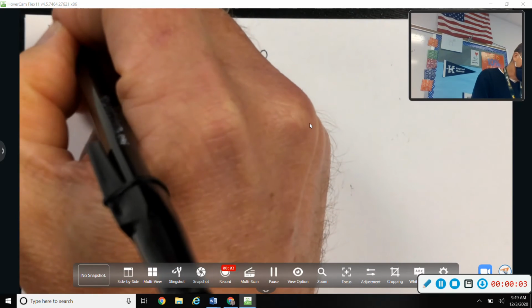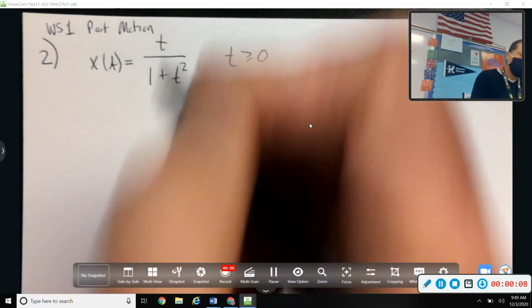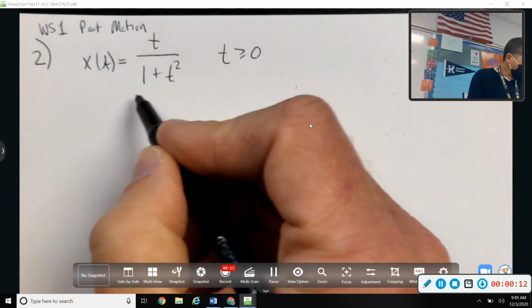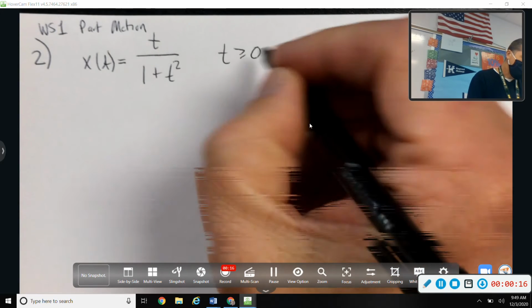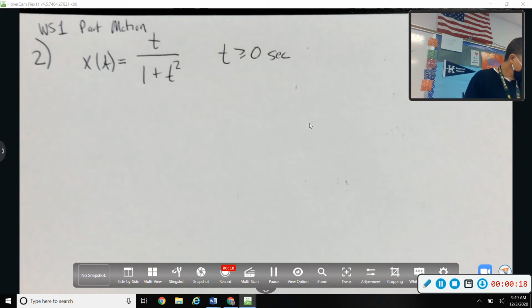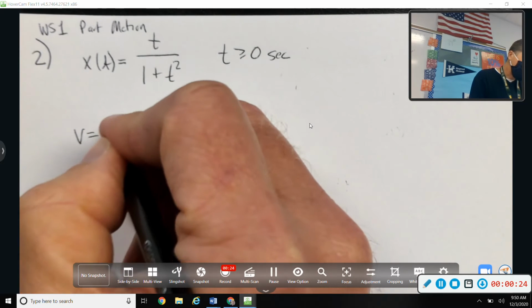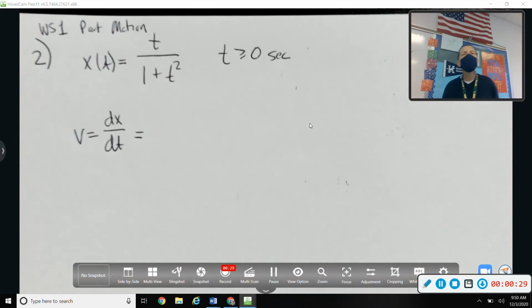Looking at number 2 from worksheet 1, particle motion. Alright, so we have a position. t is measured in seconds, x is in meters. Find the velocity at time t and at t equals 2 seconds. Well, we know velocity is the derivative of the position.